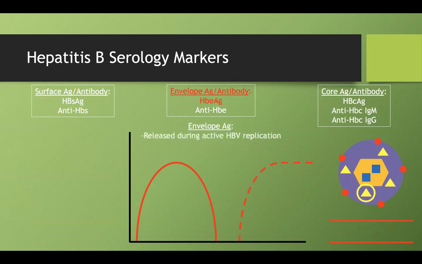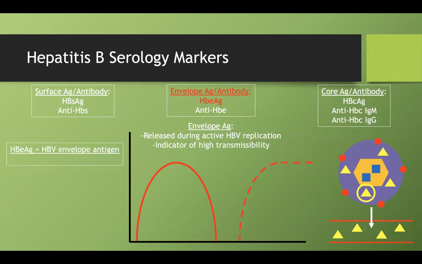So starting with the envelope antigen, this gets released during active HBV replication. And I want to distinguish that from an active infection. You can have a hepatitis B infection that's not very infectious, in the sense that it's not actively replicating its genome to try to create more viruses. Sometimes you have an infection that's just kind of reached this nice steady state where it's not actively trying to replicate. So the envelope antigen is more of a marker of how infectious you are, how much active replication the virus is going through. So as I just said, that's probably a better way to put it, it's an indicator of how transmissible your disease is.